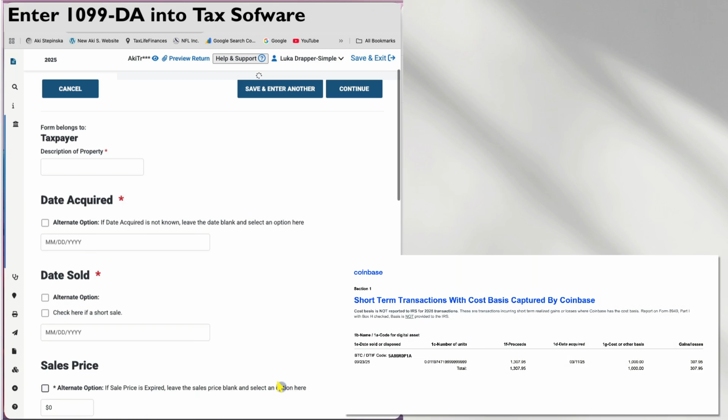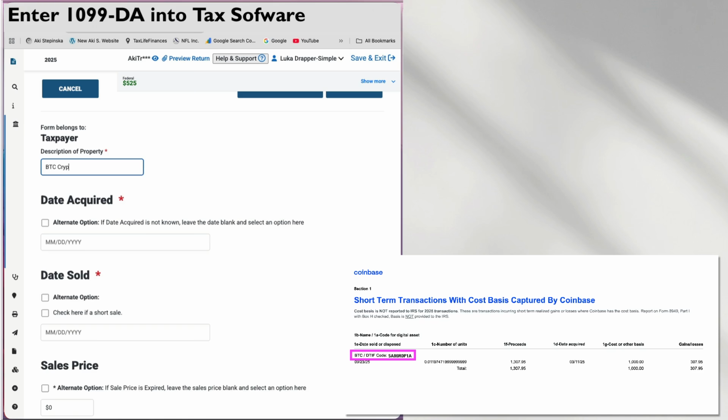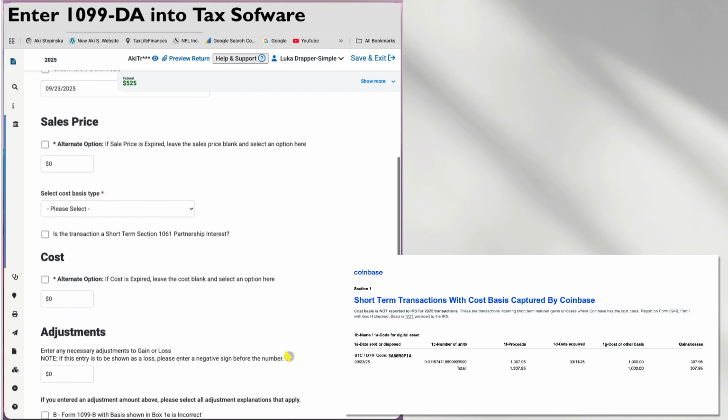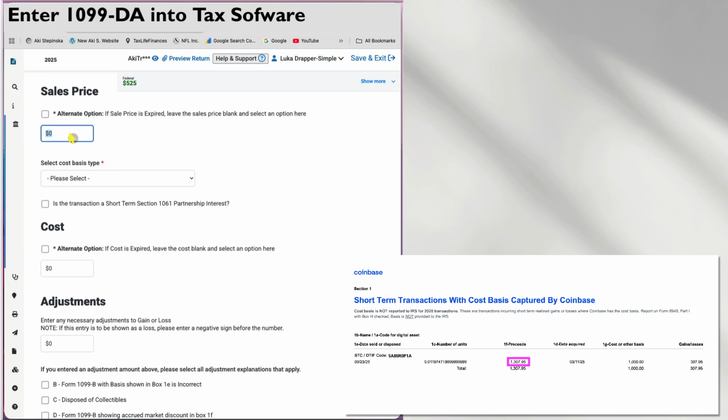First, I will enter the short-term crypto transaction. I will enter BTC for Bitcoin and add "short term" for easy reference. Next, I will enter the acquisition date from box 1D. Then I will add the sales date from box 1E of the 1099-DA. The sales price comes from box 1F, which shows the proceeds.